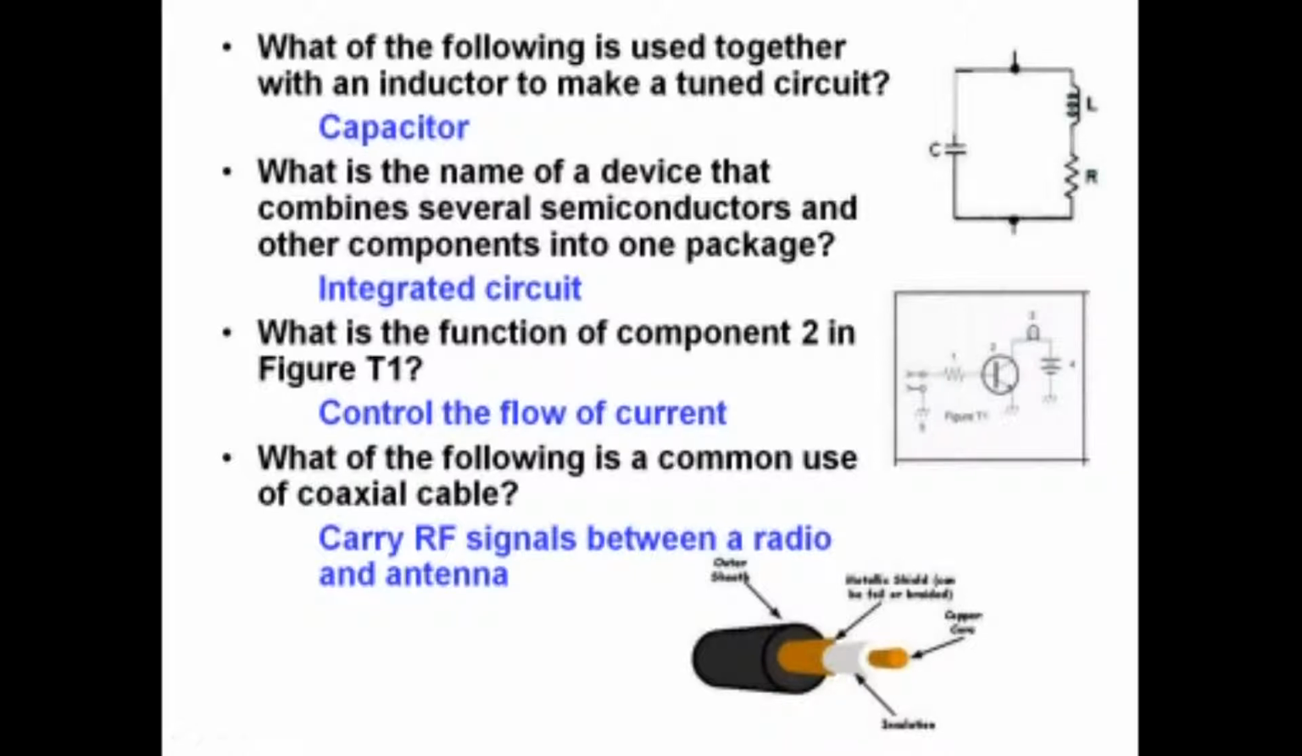What is the function of component 2 in figure T1? Component 2 is that bipolar transistor right there, and we know that that can be used to control the flow of current in the circuit.